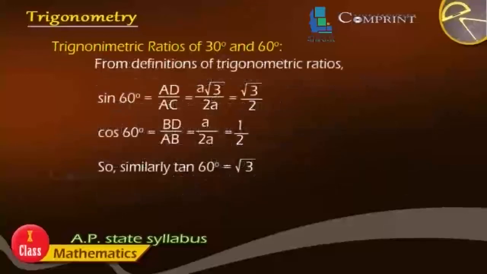From definitions of trigonometric ratios, sin 60 degrees is equal to AD by AC is equal to a root 3 by 2a is equal to root 3 by 2. Cos 60 degrees is equal to BD by AB is equal to a by 2a is equal to 1 by 2. Similarly, tan 60 degrees is equal to root 3.